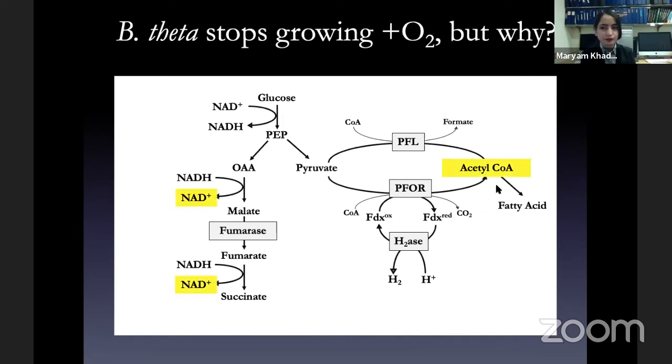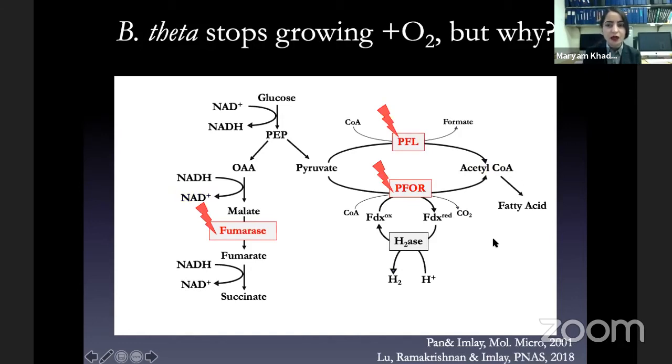Therefore, the main product of the left branch is NAD, and the main product of the right branch is acetyl-CoA. It was shown in our lab previously that 3 enzymes in this central metabolism actually are damaged, and they are inactivated in B theta cells that are aerated.